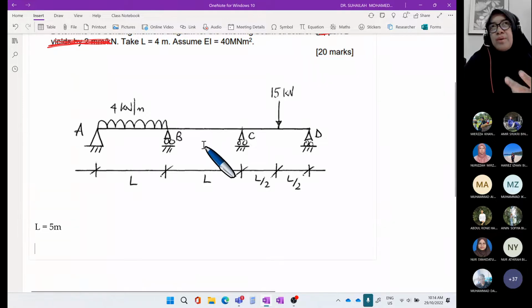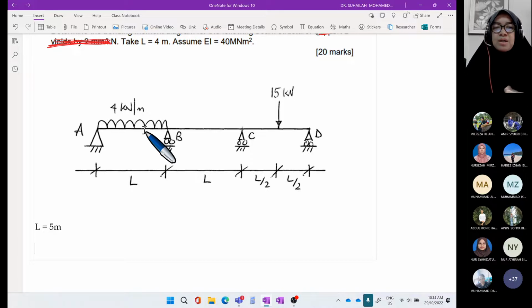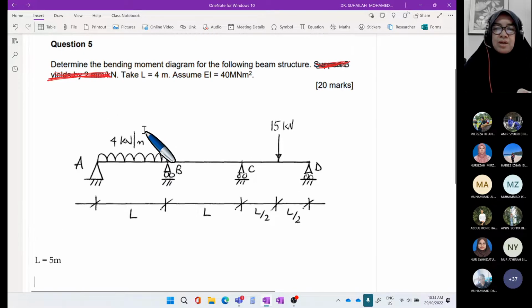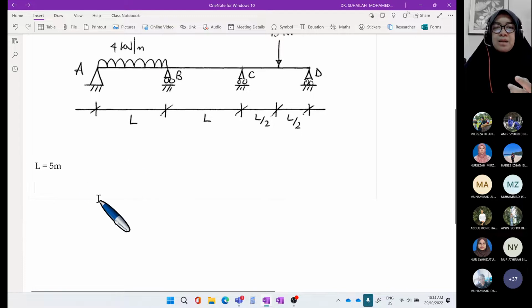Okay, so we are going to analyze the unknown reactions for this beam. There are 5 unknown reactions. We have 1 pin at A and 3 rollers at B, C, and D. Of course, after we have all the reactions, we can continue to draw the shear force diagram and bending moment diagram, but we focus first on the reactions. Forget about the support settlement given in the question, because we will analyze without any settlement effect.